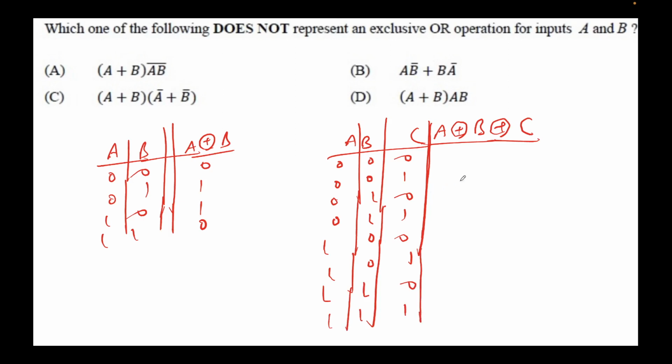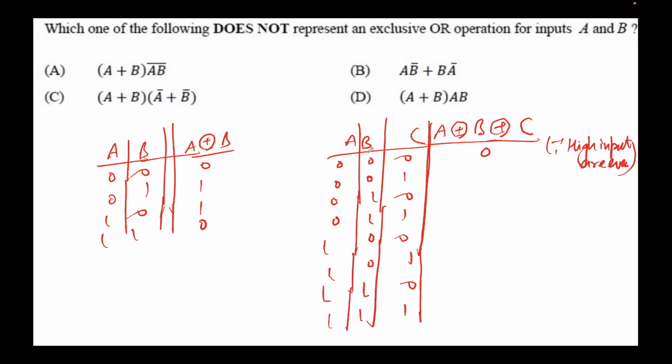Right. So the trick to remember is that the output would be 1 when the number of inputs that are 1 is odd. So the output would be 1 when one of the inputs is 1 or 3 inputs are 1. Here the number of inputs that are 1 is 0. So the answer would be 0 here because the number of high inputs is even.